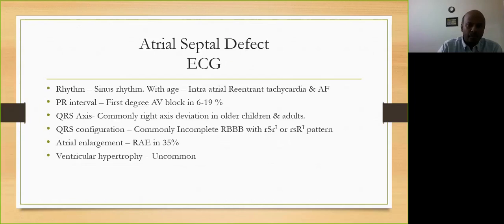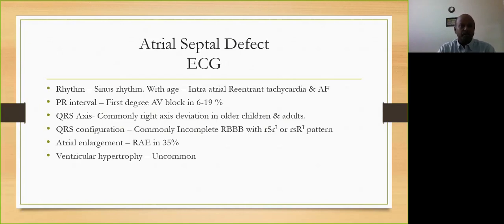So coming to the investigations, ECG: we look at the rhythm, usually sinus rhythm, and with age, sometimes you can get intra-atrial reentrant tachycardia and atrial fibrillation. 6 to 20% have first degree AV block, and commonly a right axis deviation in older children and adults. The QRS configuration shows an incomplete right bundle branch block.